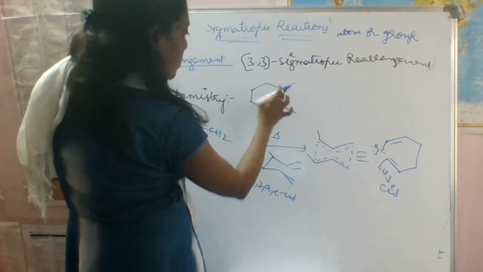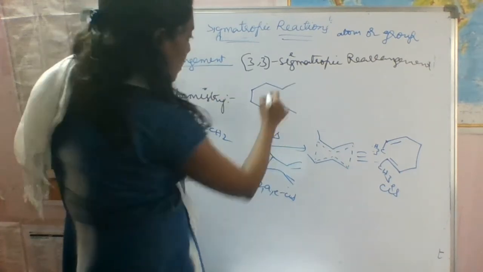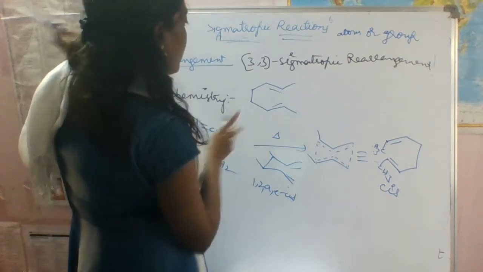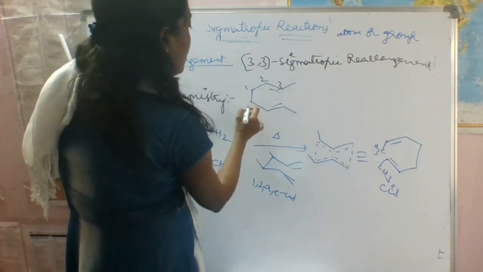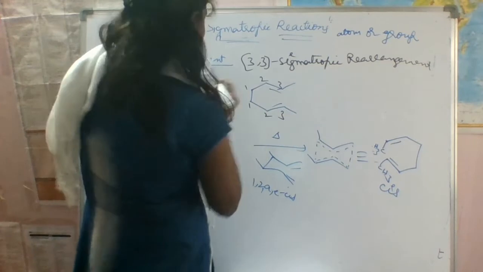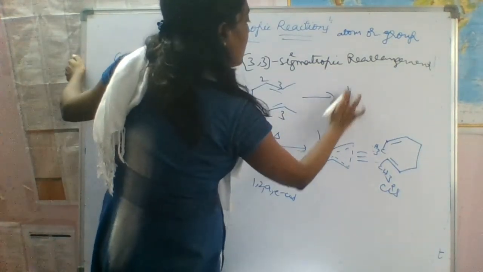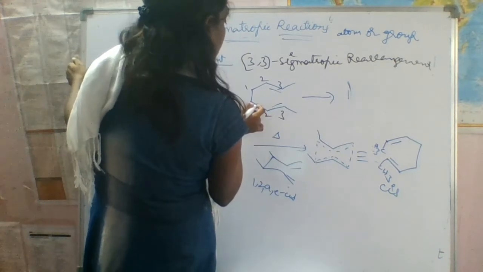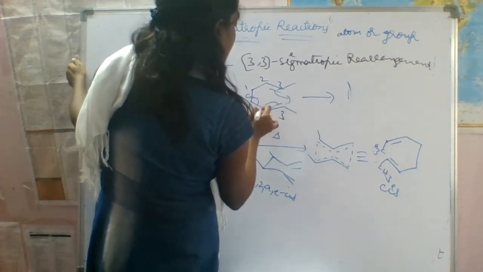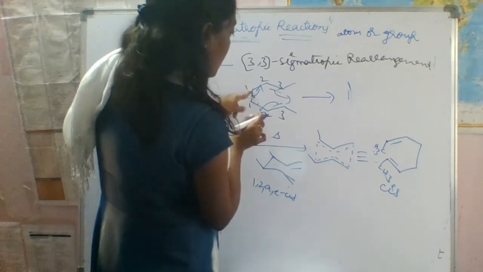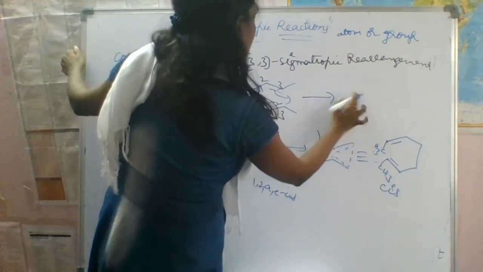Okay. So this is the trans one. Here double bonds are there. Next we have to write this 1, 2, 3, 1, 2, 3, right? So what will you get here? We have to shift the bond pairs. So it will shift here, right? There is no bond between 1 and 1.